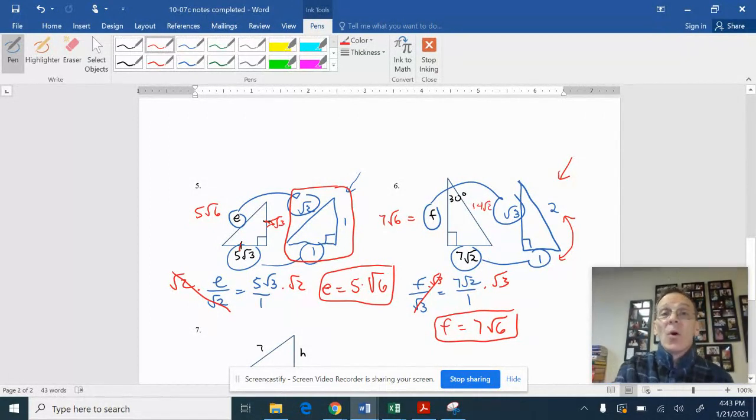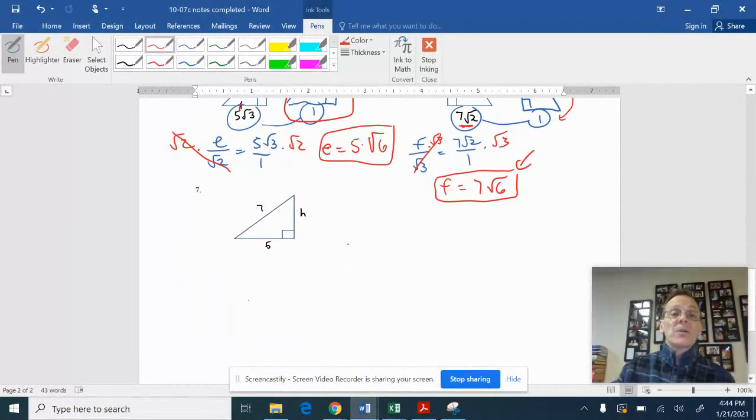So no whole numbers in this triangle anywhere. No radical 3's in this triangle anywhere. Doesn't have to be. Okay? And there don't have to be radical 6's either. I mean, that just is sort of an accident of the way I constructed these problems. If I had made this side 7 radical 5, then I believe F would have turned out to be 7 radical 15. Okay?